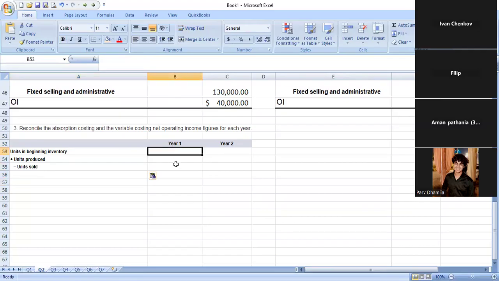So what was the beginning inventory in the first year? It was 0. Then we produce 45,000. Then we're going to sell only 40,000. Those are the numbers for the first year. Then we're going to have units in the ending inventory.